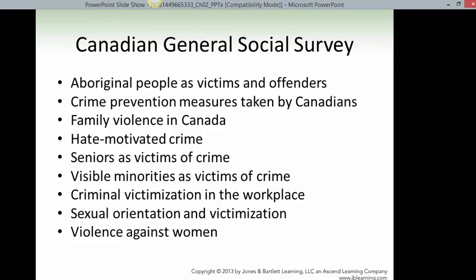Canadian General Social Survey. Topics include Aboriginal people as victims and offenders, crime prevention measures taken by Canadians, family violence in Canada, hate-motivated crime, seniors as victims of crime, visible minorities as victims of crime, criminal victimization in the workplace, sexual orientation and victimization, and violence against women.